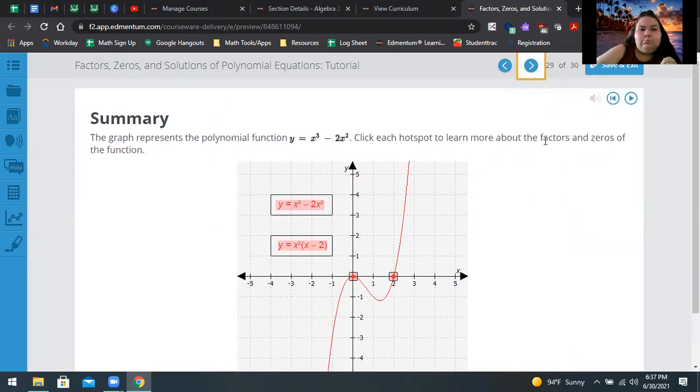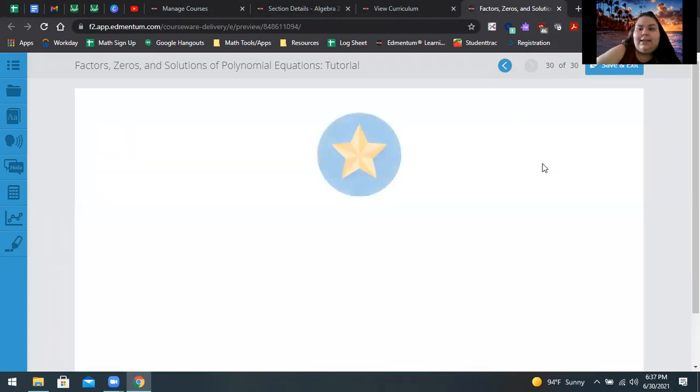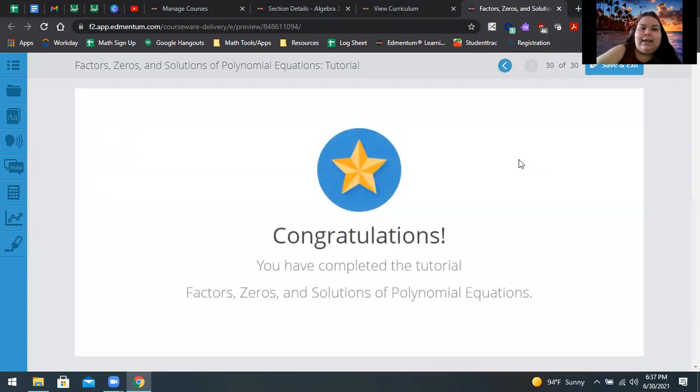What's another thing? We got multiplicity. Zeros and solutions are the same thing. Don't forget about the shortcut, but if you forget, you can take the factor, set it equal to 0, and solve for x, and you'll find your 0 there. And that concludes this tutorial for factors, zeros, and solutions of polynomial equations.